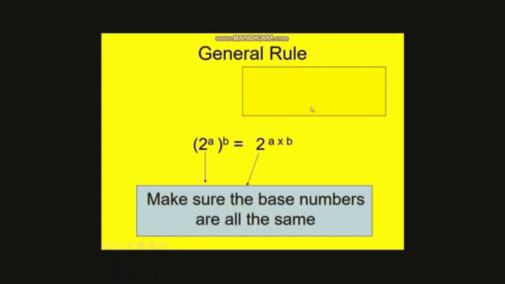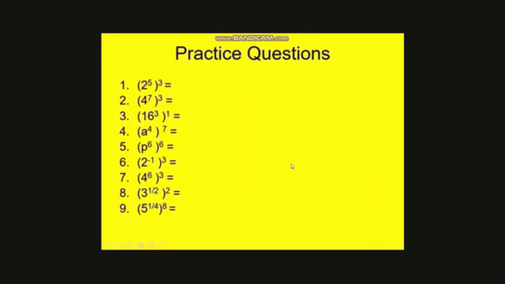So in general rules, we multiply the index numbers, but again, base numbers have to be the same. That's with all the rules. So have a go at these ones. Remember base numbers are the same and you're multiplying the index numbers. Press pause and press play when you're ready.